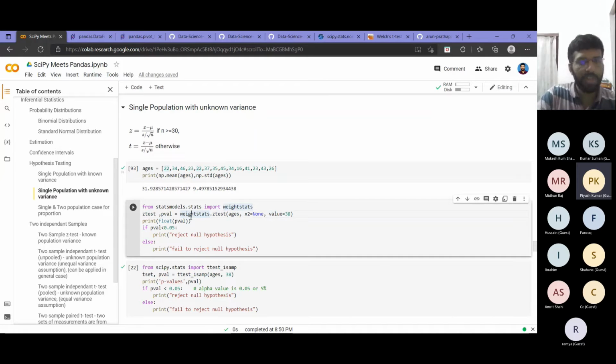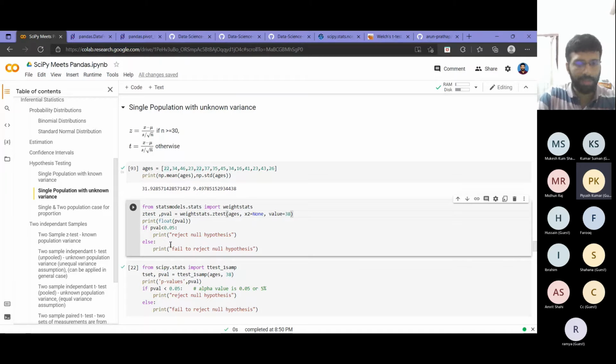For a z-test, you can use the statsmodels library, which has a weightstats module. In that, you have to call weightstats dot ztest. In that you have to pass your list which contains the sample values, and the mu value that you want to check against, in this case 38. The test value will be taken by default here. If you want to give sigma separately, it has to be given as a separate argument. We will assume that sigma is equal to S here.